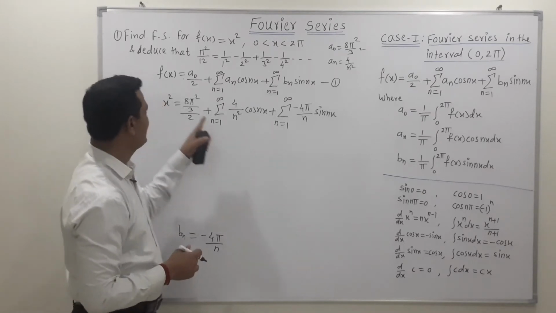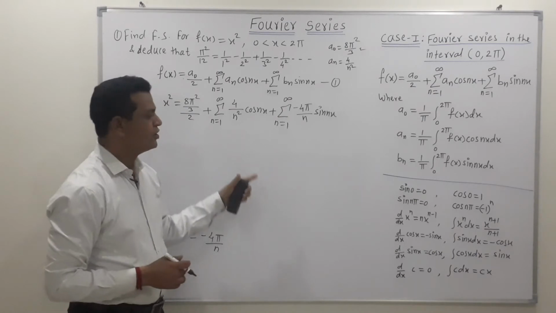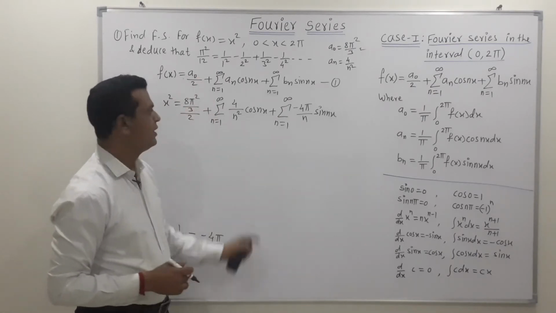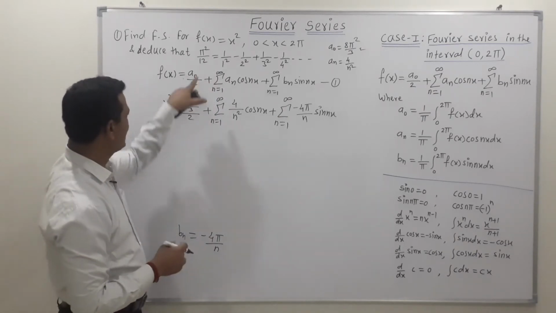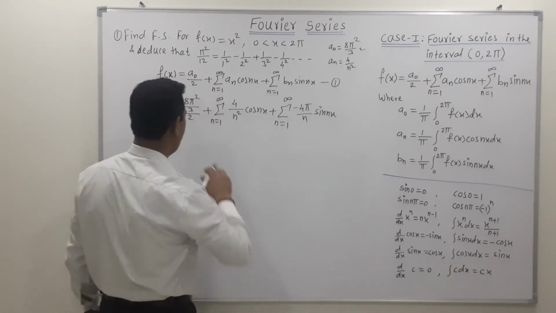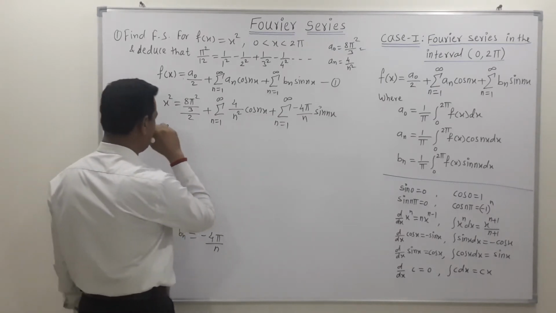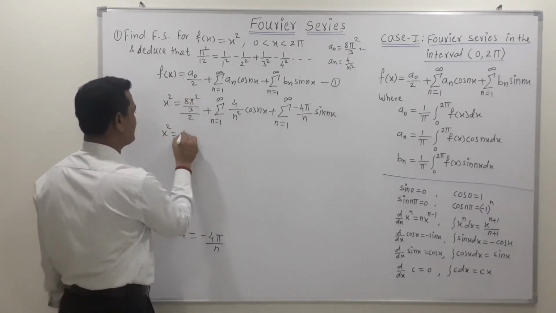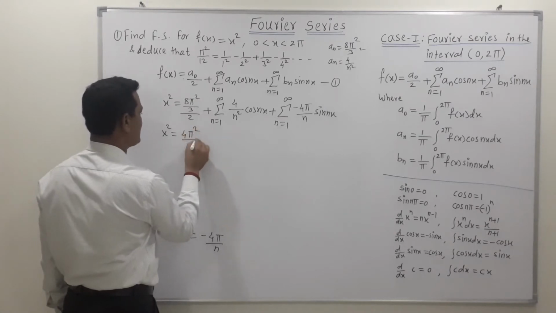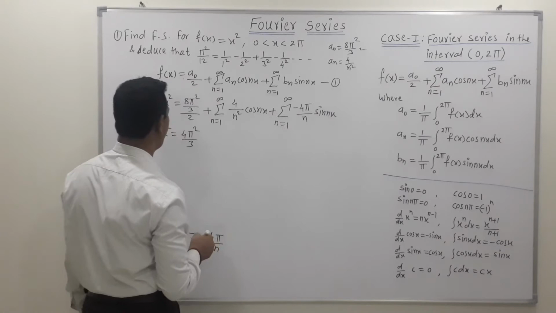But in this example they mentioned to deduce this part. That means whatever solution we got here, in that solution we put a particular value so that we get this step. To get this deduction, first simplify this given expansion. We can write this as x square is equal to, this 2 and the 2, 4 pi square upon 3. After dividing by 2 we get this.